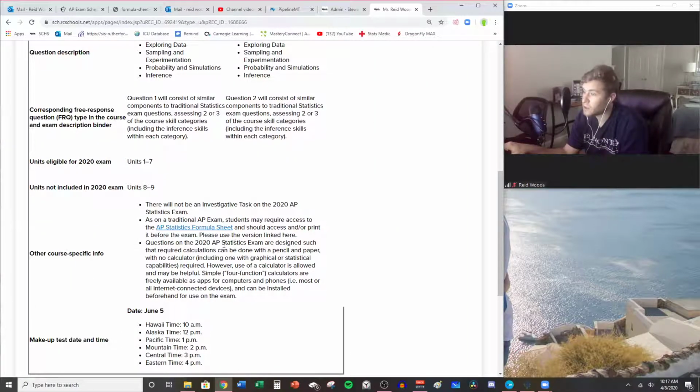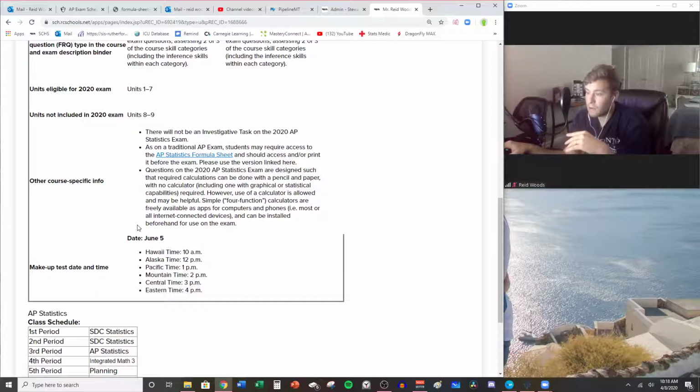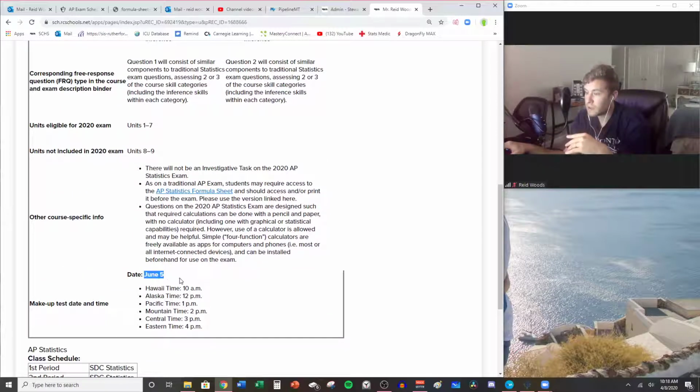Questions on the 2020 AP exam are designed such that required calculations can be done with a pencil and paper with no calculator, including one with graphical or statistical capabilities. However, use of a calculator is allowed. In the description below, and I've already sent out a video on this, you can download the free software for a calculator, so that is available for you. If you can't make that date, June 5th is the makeup date, and that'll be at 3 p.m.